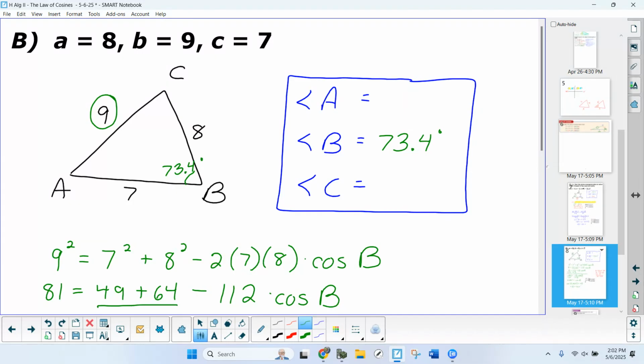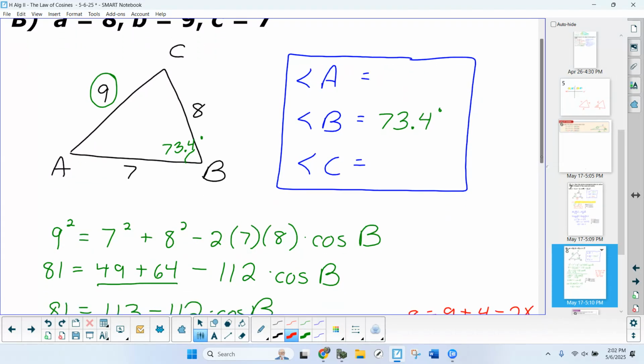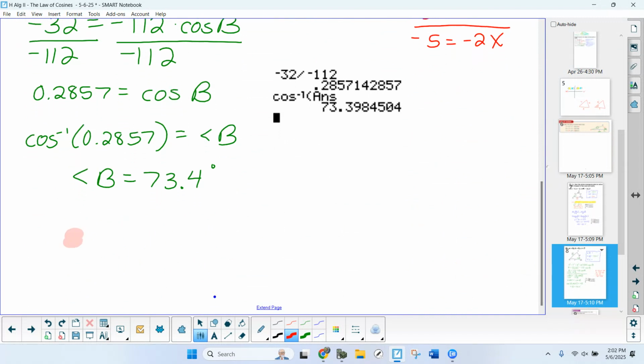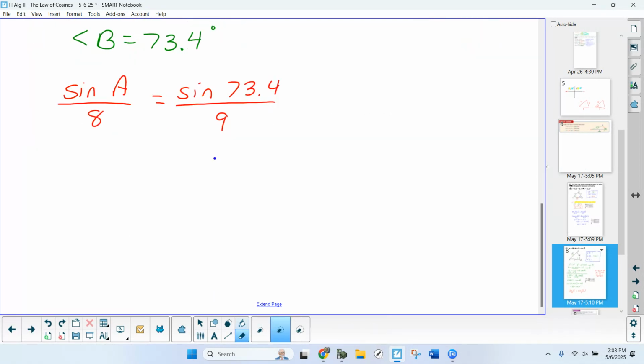A? Okay, so how are you going to find A? You're going to say sine of? Sine A is to, B is 2. Okay, so sine, hang on a second. Grab the wrong one. Sine of A is to 8 as? Well, sine of B, which is 73.4, is to what? 9. Okay, how am I going to solve this?